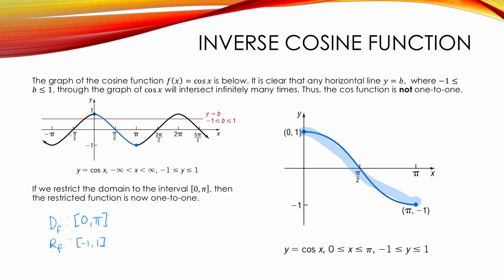That way, when we switch to our inverse, remember we're going to switch the domain and range, the domain of the inverse will be negative 1 to 1. And the range of the inverse will now be 0 to pi. So we'll see that on the next page.